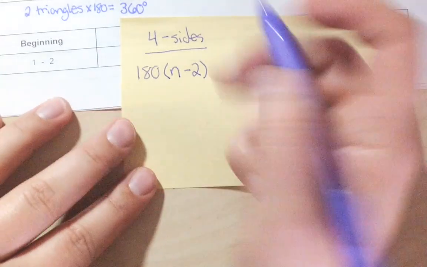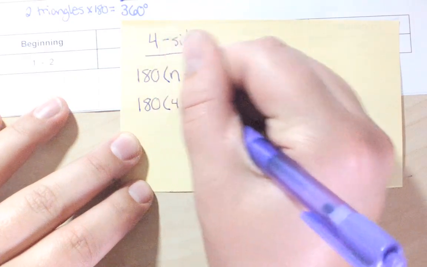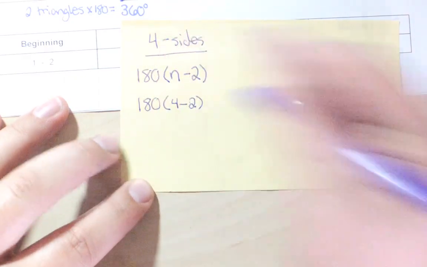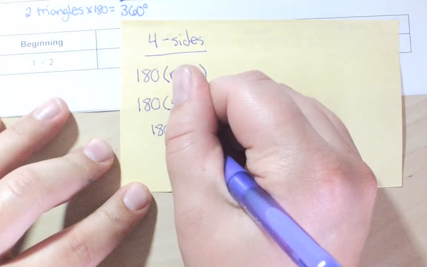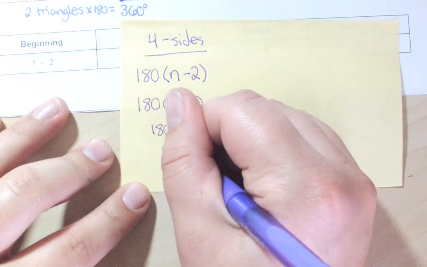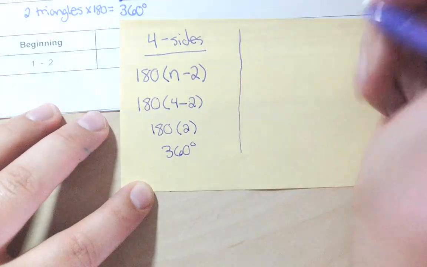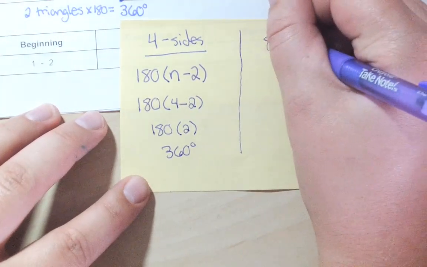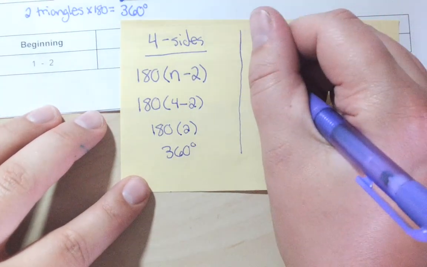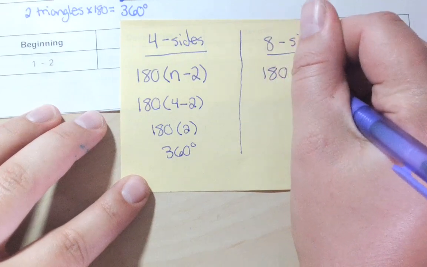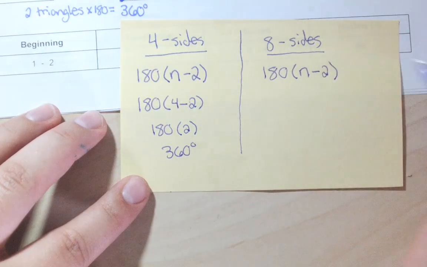When I do this, I'm going to take 180 and then 4 sides minus 2 would give me 180 times 2, or 360 degrees. I can now try that with my 8-sided shape. When I do this, I'll use the same formula of 180 times the number of sides minus 2, and this gives me the number of triangles.